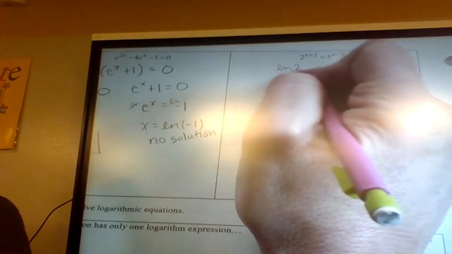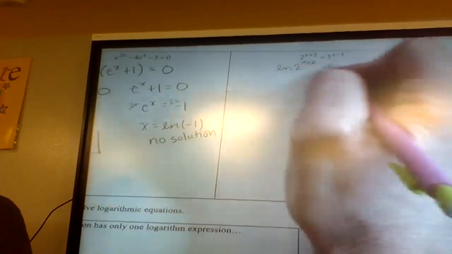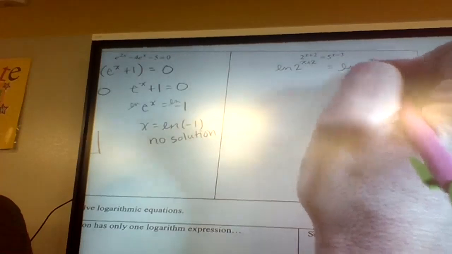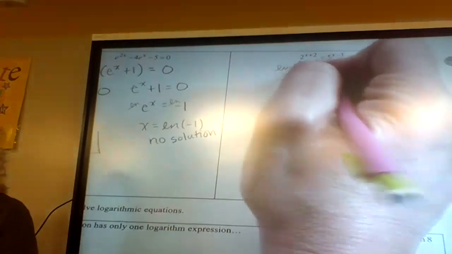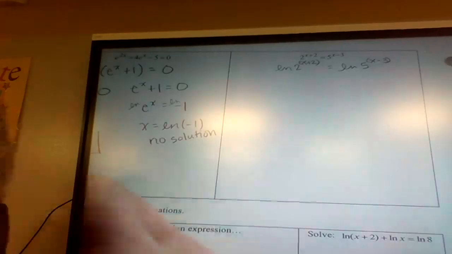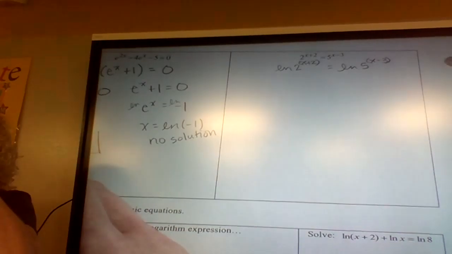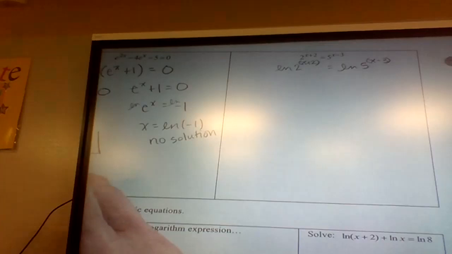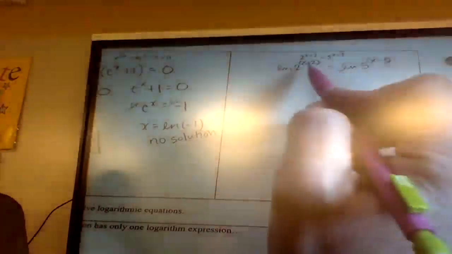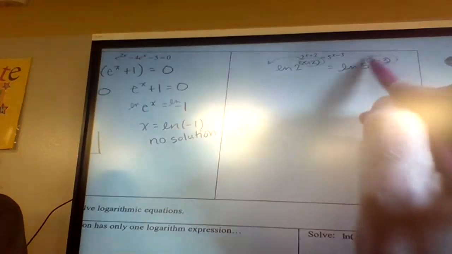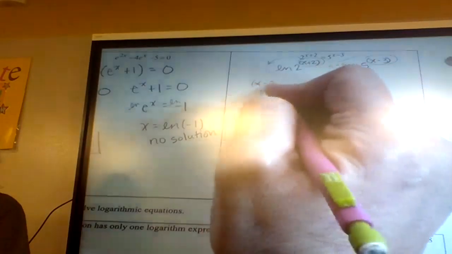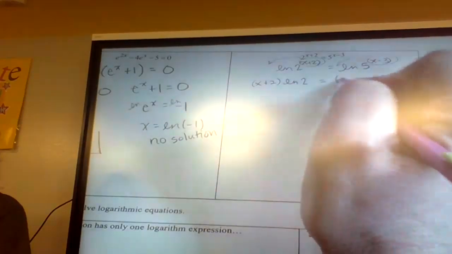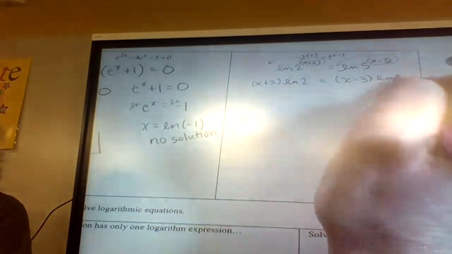All right, so take the natural log of both sides. It's easiest. So you get ln(2^(x+2)) = ln(5^(x-3)). And then the exponents can go to the front. So you have (x + 2) times ln 2 equals (x - 3) times ln 5.